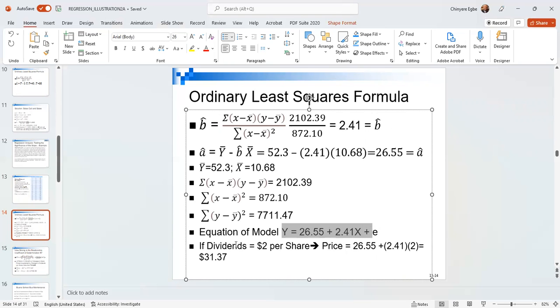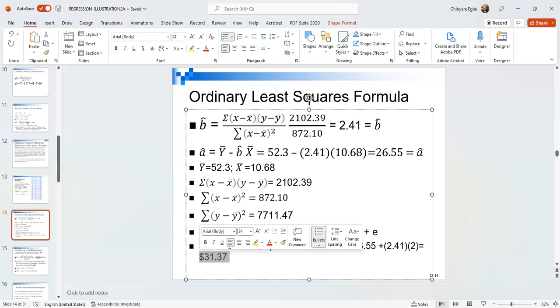For example, if the dividend of this company is $2 per share, then the price of the share of stock of that company will be 26.55 plus 2.41 times 2, which means that for a company that pays $2 per share, the average price of the stock will be $31.37. Am I making sense? You use the A hat and the B hat, which are estimates of the equation, to make a prediction.